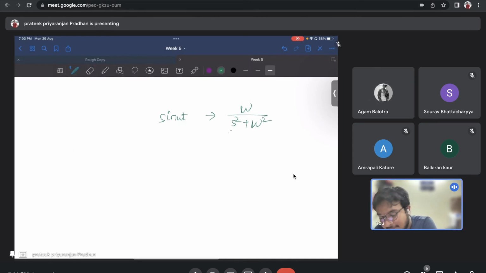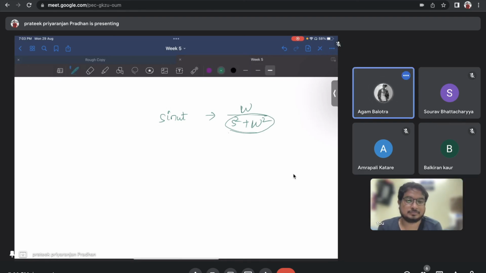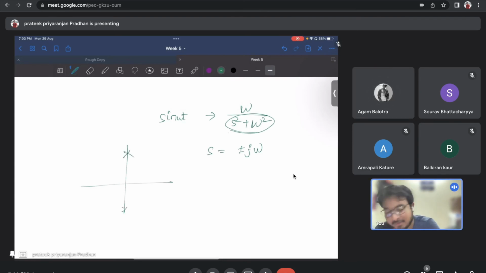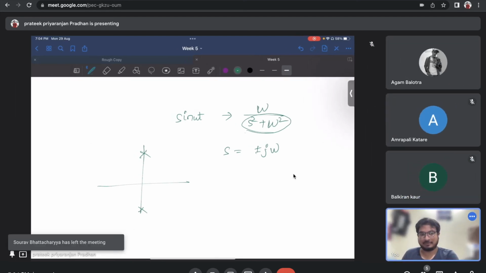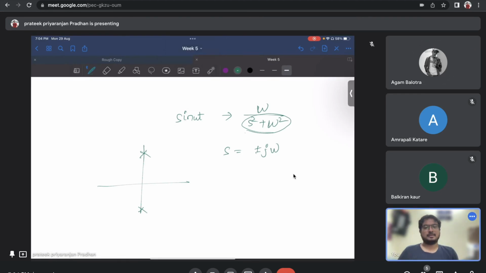So now tell me what are the pole locations. s is equal to plus or minus j omega. If I plot it here, it's the pure frequency. So you can relate the poles with the frequency now. Is it clear?